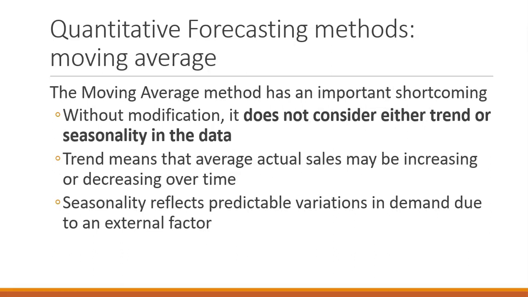The moving average method does have shortcomings. It does not consider trend or seasonality in the data. So if we have inventory that has seasonality, where we sell more in winter than we do in summer, or demand completely changes from one season to another, or we have inventory that follows trends, such as fashion inventory, then the moving average has to be modified to consider that trend and seasonality.